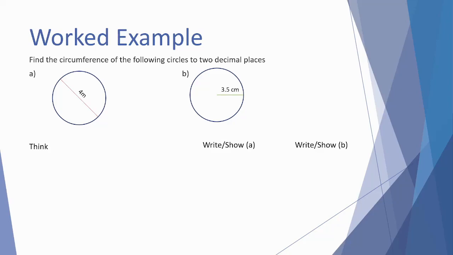For my thinking for part A, I'm going to start off with writing down the circumference formula. Now I look at that picture and I have the diameter, so I can use the formula C equals pi d. Now I'm going to fill in those unknown values. So I don't know what C is yet, but I do know the diameter is 4, so I can write C equals pi times 4.